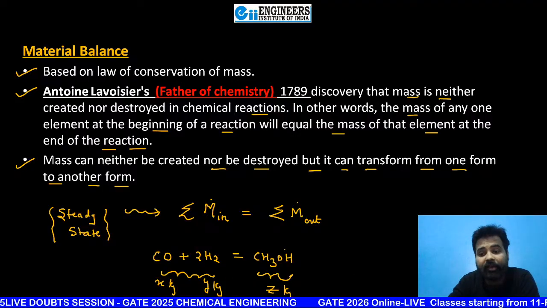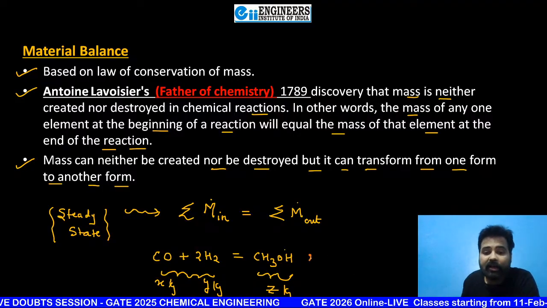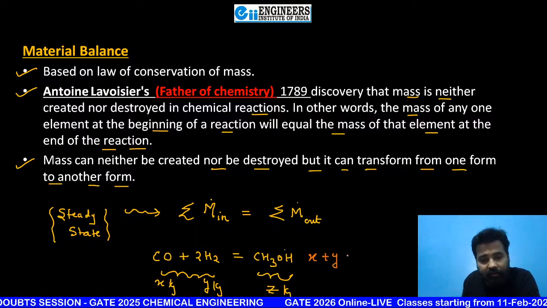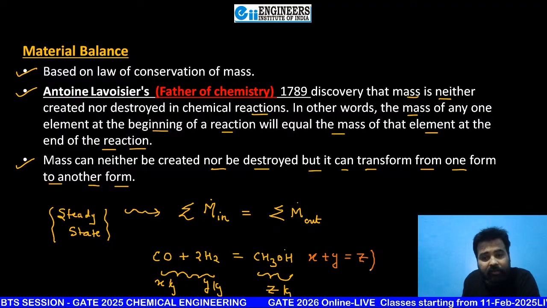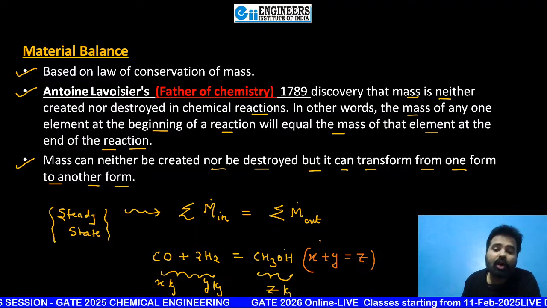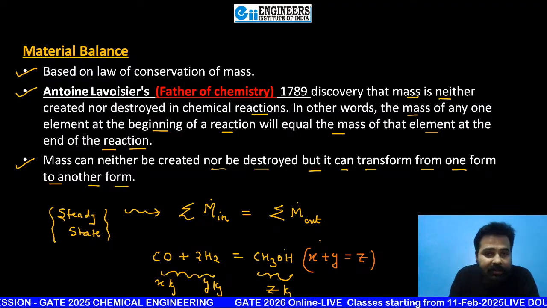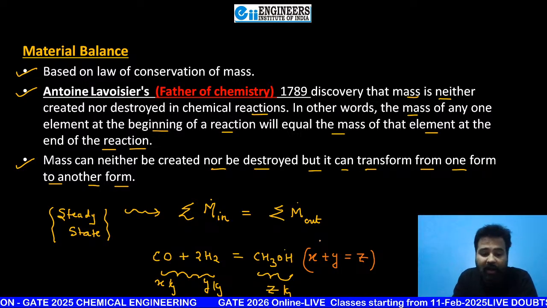beta, then 100%, not even 99.99. It is 100. 100 means 100. 100% beta, x plus y will give you z. This is the law of conservation of mass.